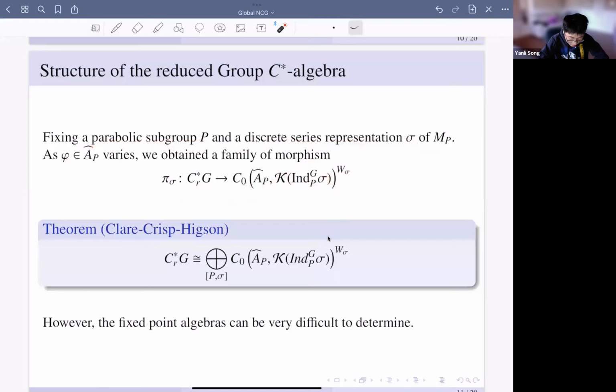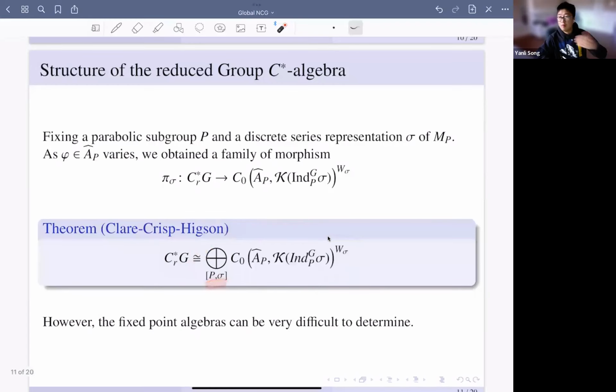By a work of Clare, Crisp, and Higson, they showed that the group C*-algebra is isomorphic to this. The structure can be described in this way, using the representation theory if you know the temporal dual. So this (P, sigma) varies over all the parabolic subgroups and the discrete series representations of M, and this one. So this is a structure of the group C*-algebra.